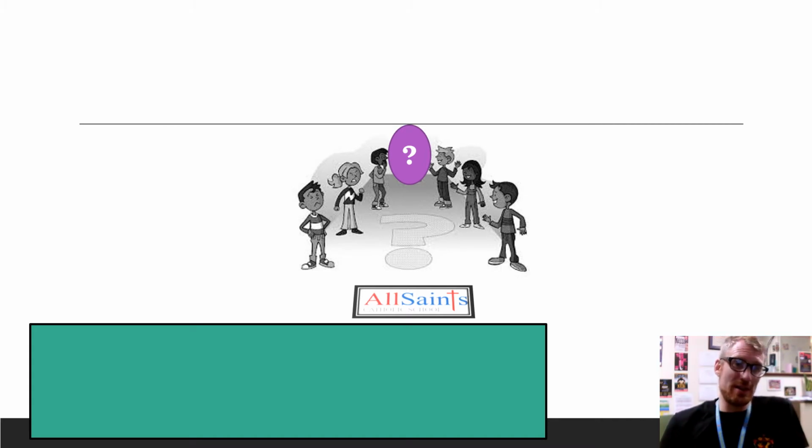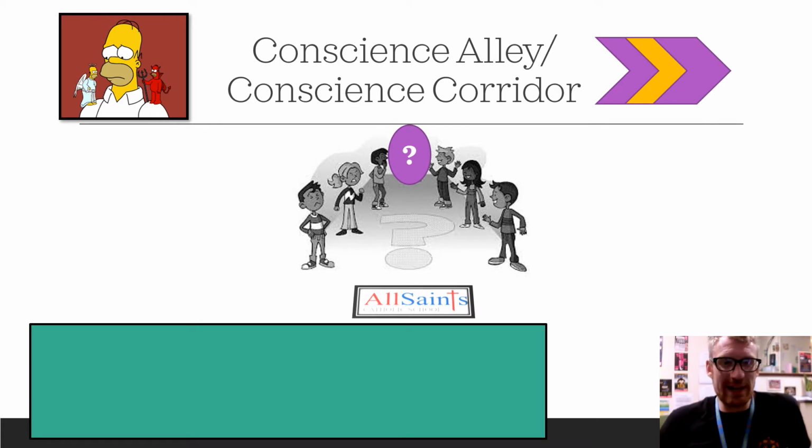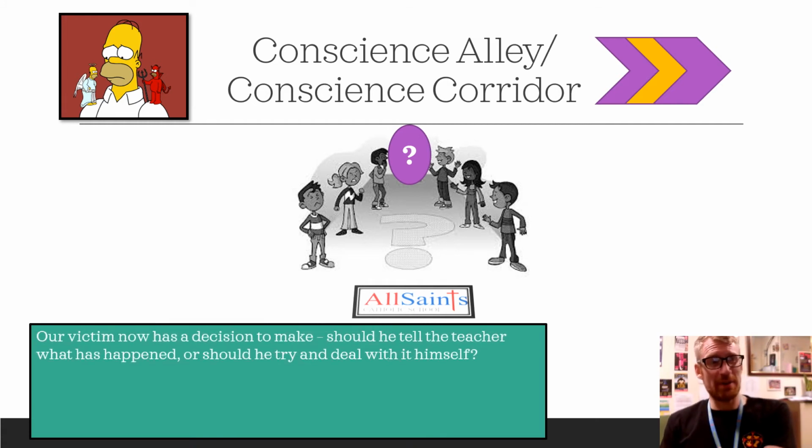So this next skill is known as Conscience Alley, sometimes called Conscience Corridor. It's the same thing. People use different names for the same skill. Let's go through this. Same scenario. But now our victim, the child who ran out of the classroom, has a decision to make for themselves. Should he tell the teacher what's happened, whatever it is that's caused him to run off, or should he try and deal with it himself?